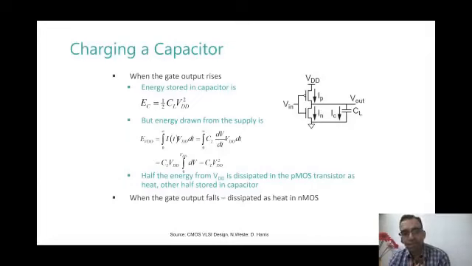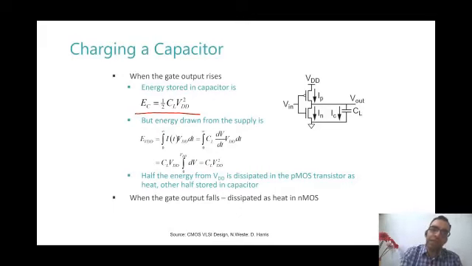One thing that we need to understand, or what we already agreed on, is that the energy stored in a capacitor is 1/2 CVDD square. Am I right? We've already agreed on this. However, the energy drawn from the supply, if you want to charge this capacitor from 0 to VDD, is something like this.